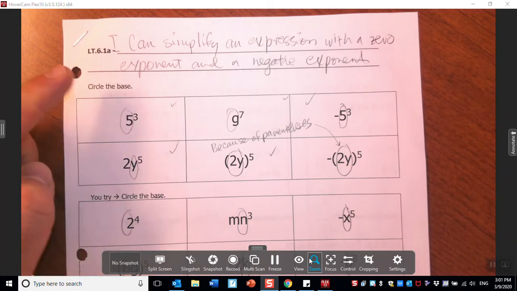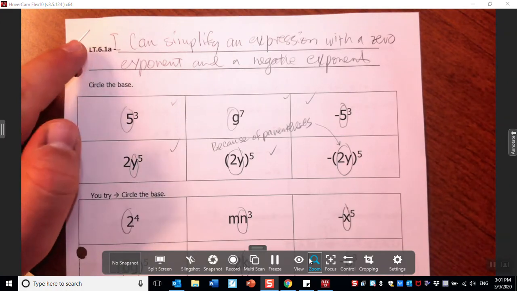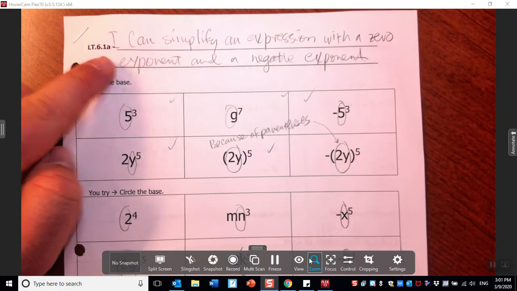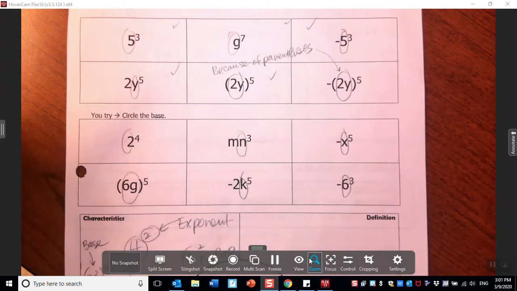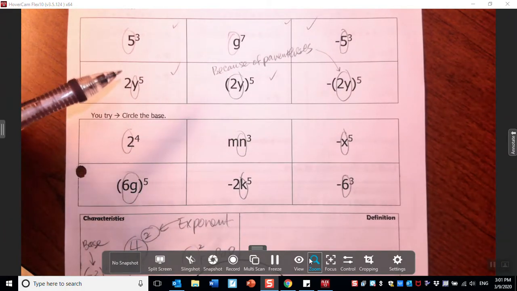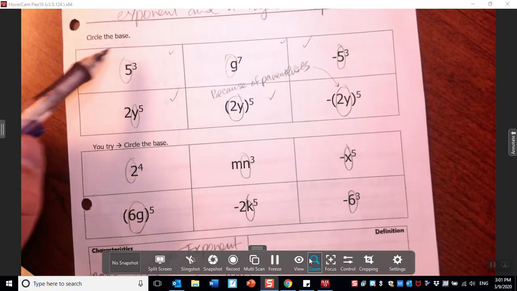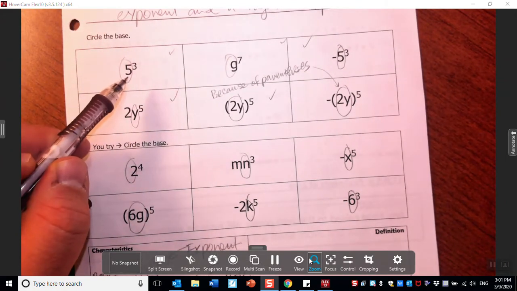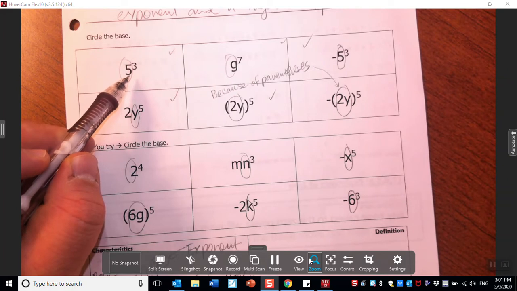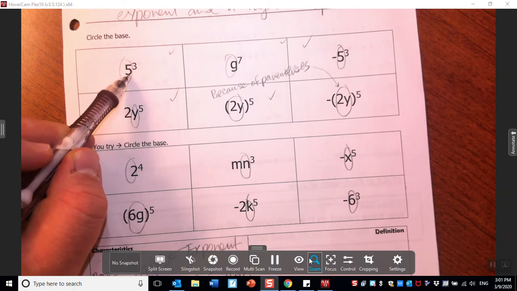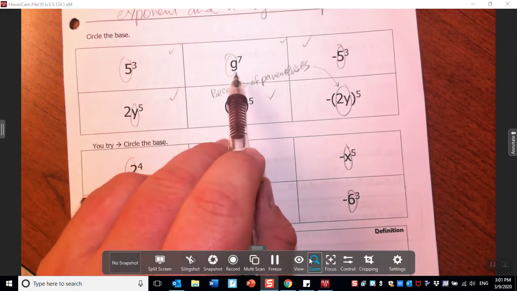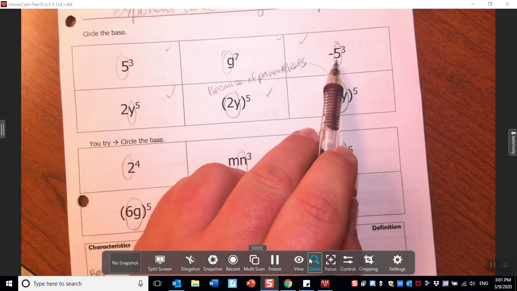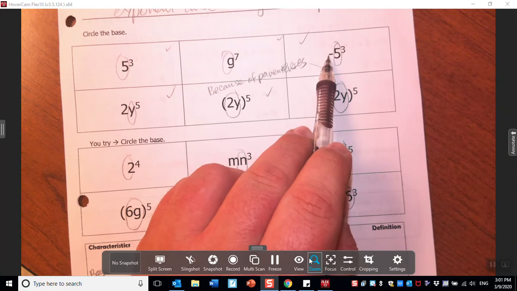Okay, so the learning target for today is: I can simplify an expression with a zero exponent and a negative exponent. This is a little bit of review, hopefully, from your individual math class. It says circle the base. Well, the base in most cases is this number or letter that has an exponent on it. So in this case, it's 5. In this case, it's G. In this case, it's the 5, not the negative, okay?